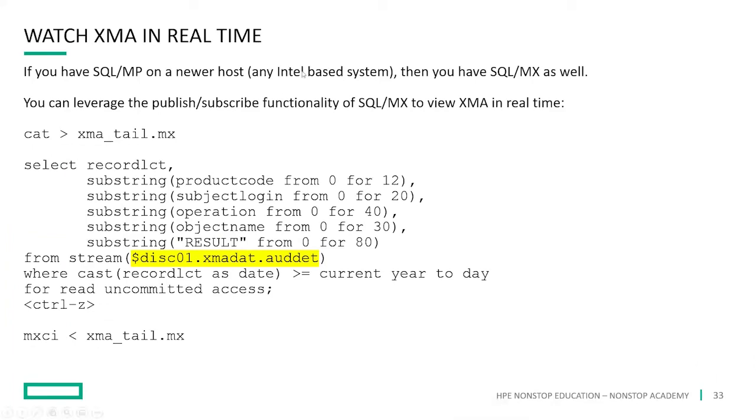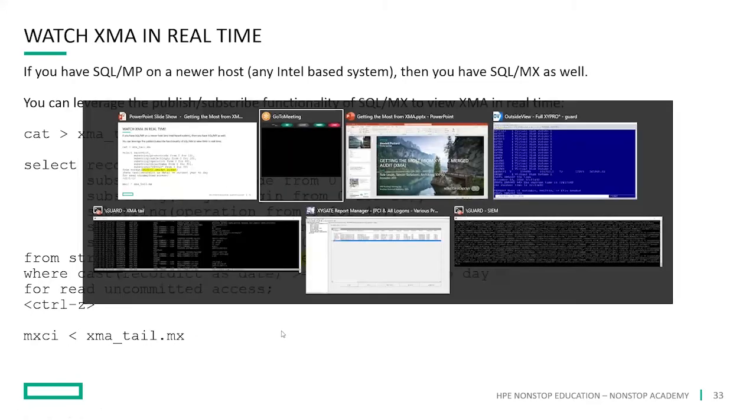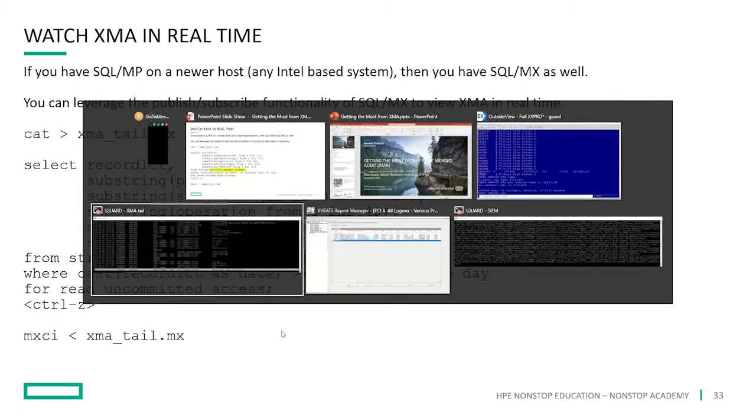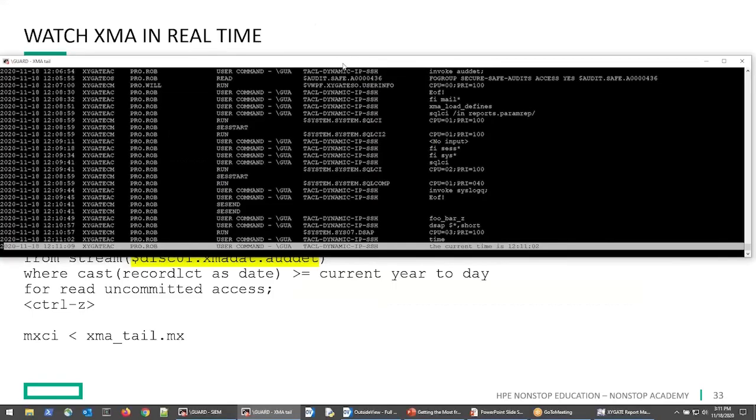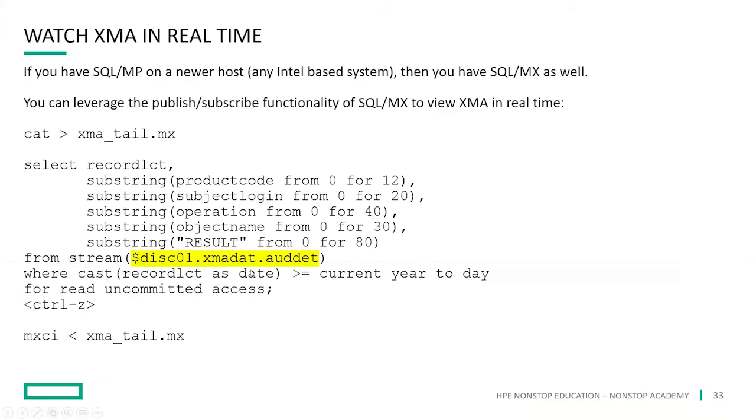Piece of cake. Here is how to get this into a file. Here's what the file contents are. You hit Control-Z to exit out, and then you can say MXCI in that script, and this is what you'll get, just like I show here. You'll be able to see it. And once again, feel free to modify this. I put it in here for your use. Modify it, change it, do whatever you want with it.